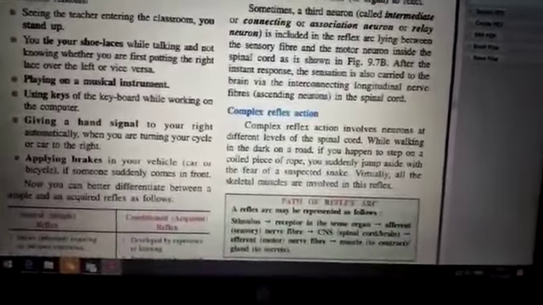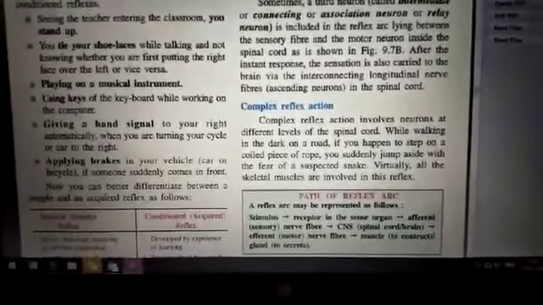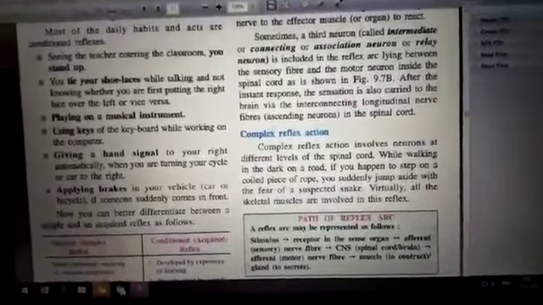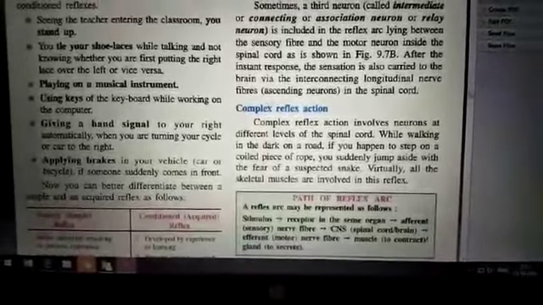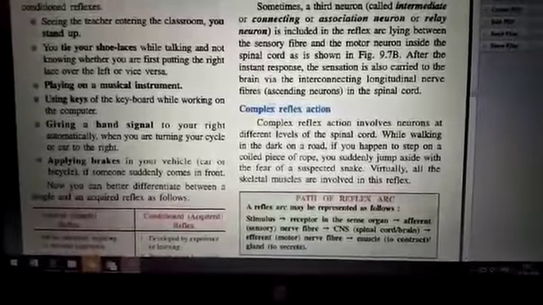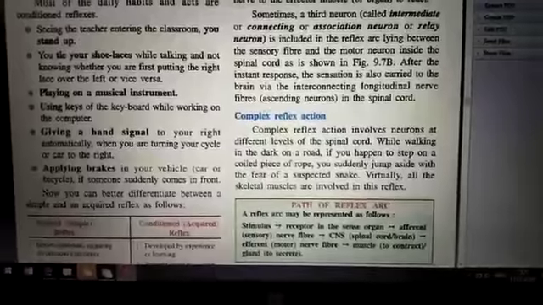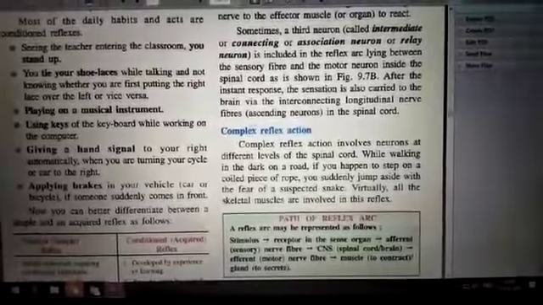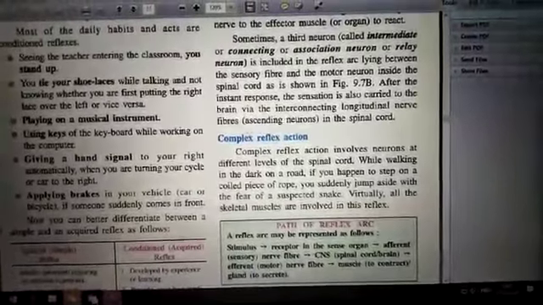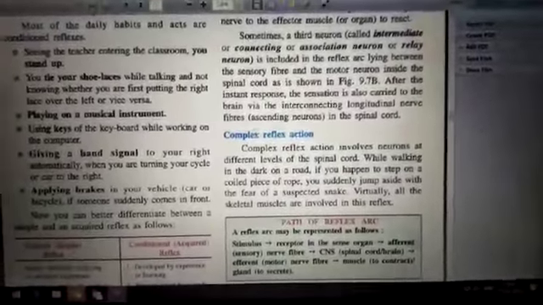One topic we left out, that is complex reflex action. Again it is a mixture. जैसे हम लोग ने देखा था, there are some kind of mixed neurons. So we are talking about this. For example, one example is given over here: while walking in the dark on a road, if you happen to step on a coiled piece of rope, you suddenly jump aside with the fear that a snake is present. So these are the reflexes which are mixed up. Brain and spinal cord, both are working, and then it is carried out.